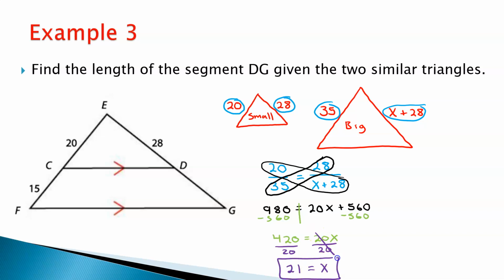That is the value of x. And remember, x right here was the distance from D to G. So line segment DG here is equal to 21. Okay.